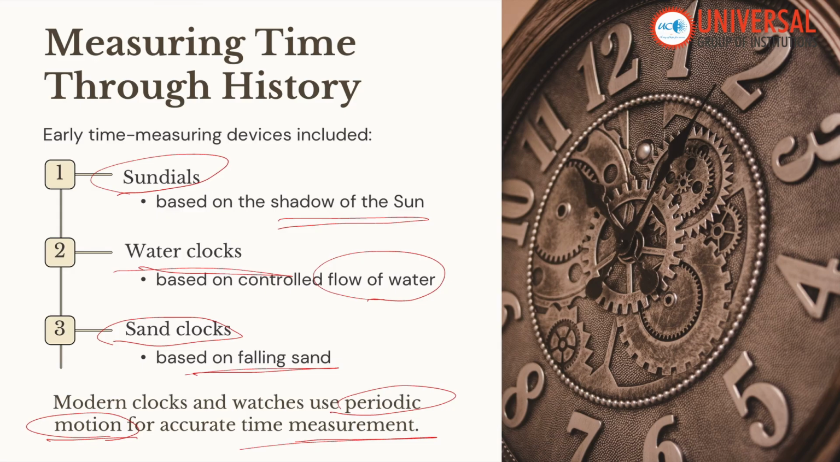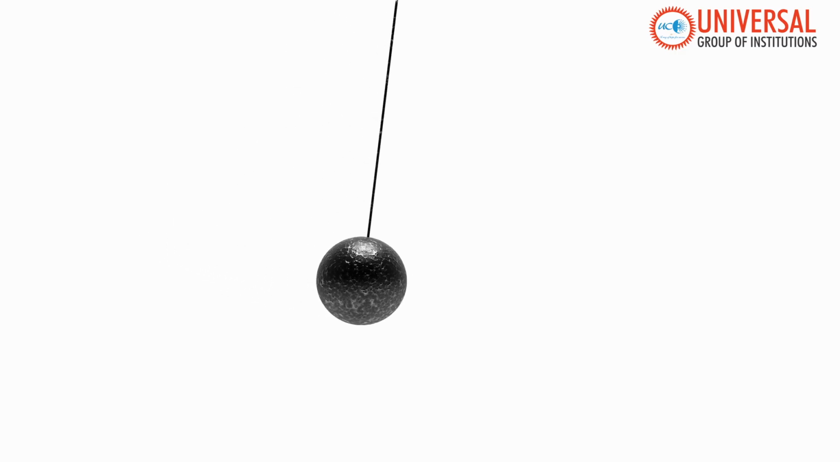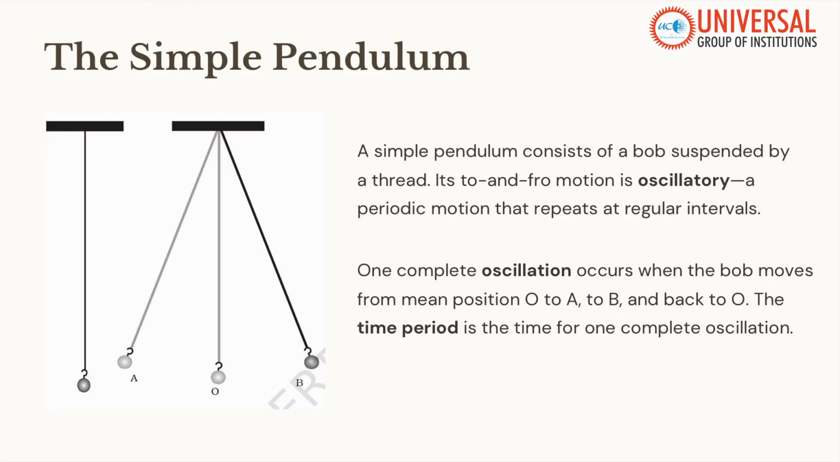The most important example of periodic motion used for time measurement is the simple pendulum. So now we will talk about the simple pendulum. A simple pendulum consists of a small heavy object called the bob. Can you see? This is the bob. And a light string. This is the string. And a rigid surface from which the string is suspended or attached.